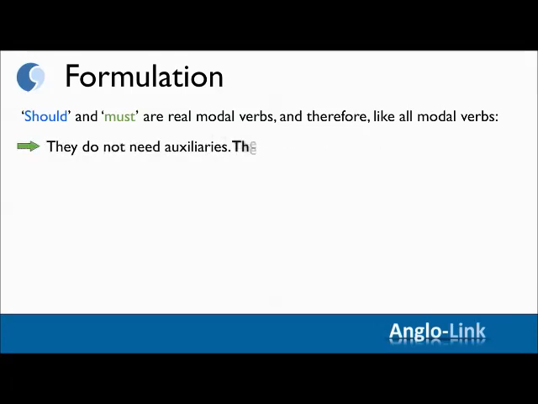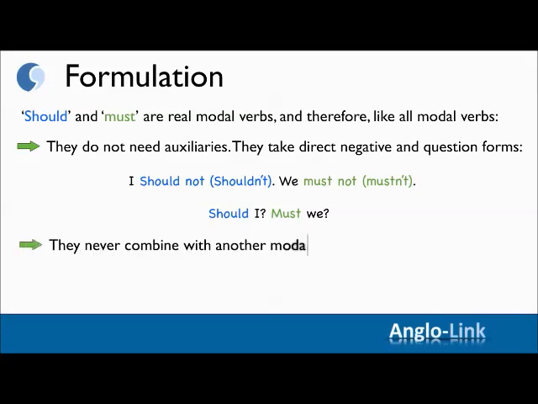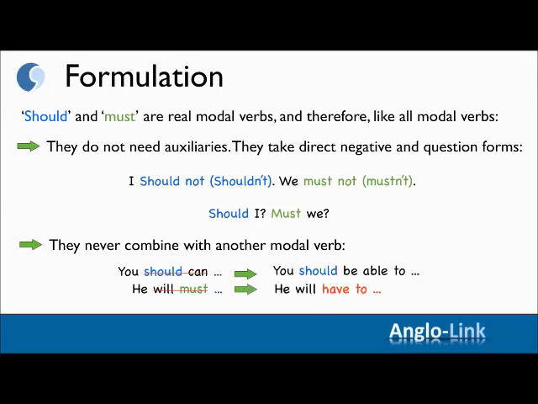Also, they do not need auxiliaries, they take direct negative and question forms. I shouldn't, we mustn't. Should I, must we. And finally, they never combine with another modal verb. You can't say you should can, you have to replace can with an alternative. You should be able to. Or, instead of he will must, you'll have to say he will have to.